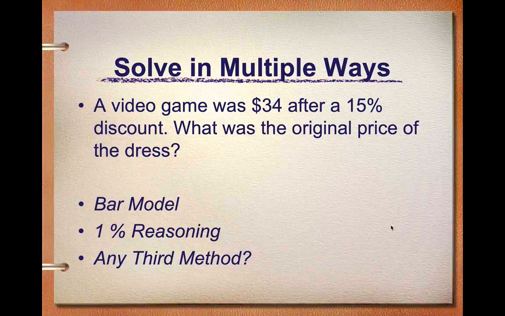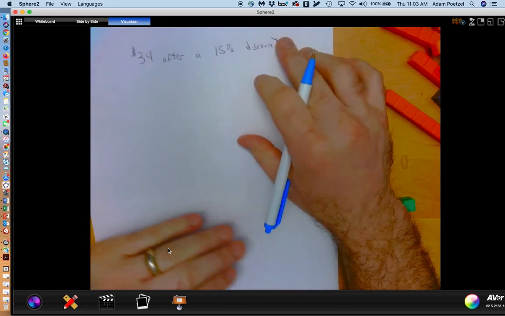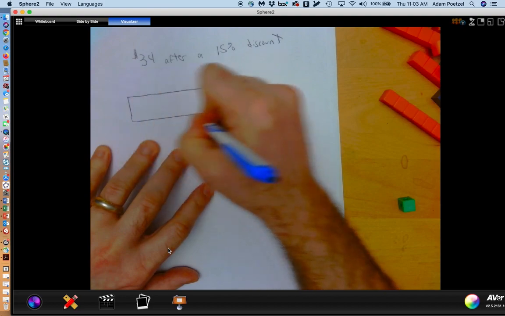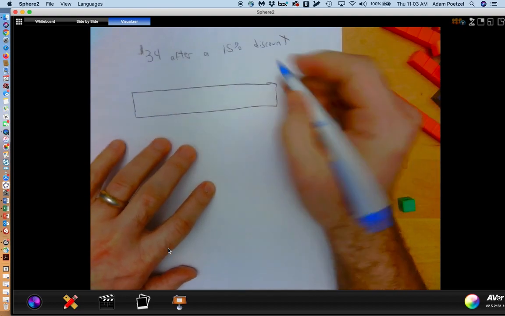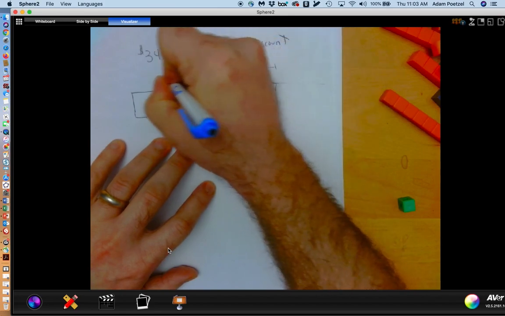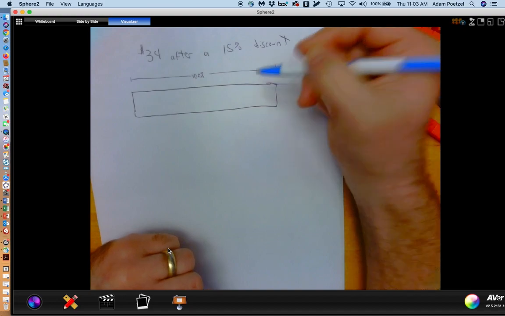Okay, well, let's take a look. This is our last problem, I think, of the day. It's been a longer video, so thanks for hanging in there. So it was $34 after a 15% discount. If we were to use a bar model or number line type structure, we could think about this being, again, 100%, kind of the full price here. And we know that we got a 15% discount.